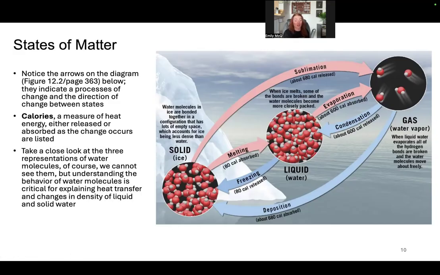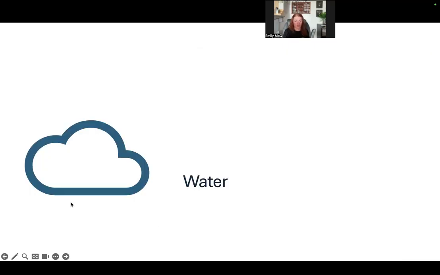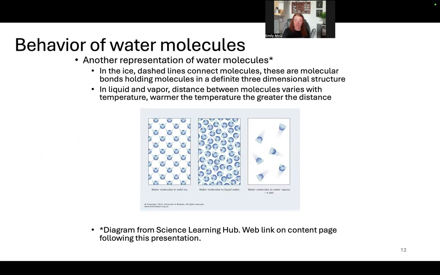So when we take a close look at the three representations of water, we cannot see them, but understanding the behavior of water molecules is critical for explaining heat transfer and changes in the density of liquid and solid water. So we're going to come back to water. When we think of water as a molecule and we see them in these three different states, we see them either as solid, and when they are solid, they're actually bound together in a crystal lattice structure.